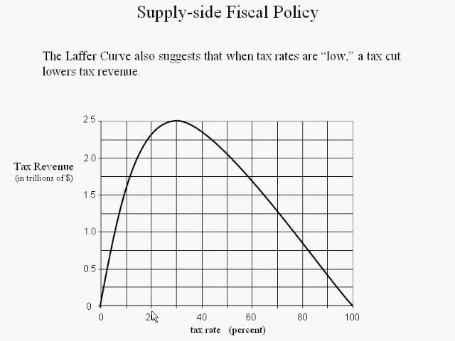Now, the Laffer curve also suggests that when tax rates are low, a tax cut lowers tax revenue. For example, if the rate is 30%, again, tax revenue is 2.5 trillion. If the rate is cut to 10%, tax revenue drops to 1.6 trillion.